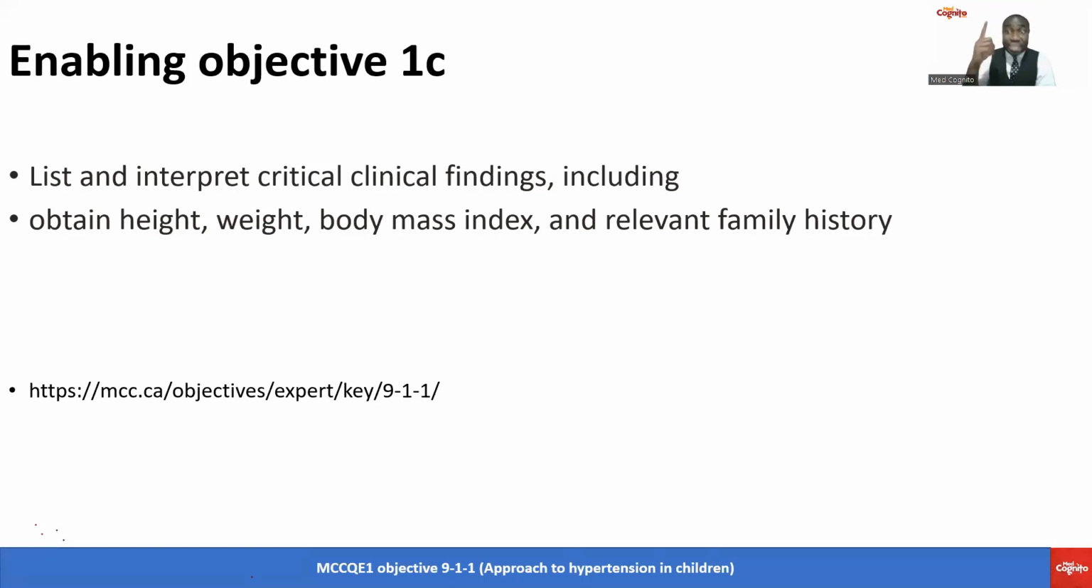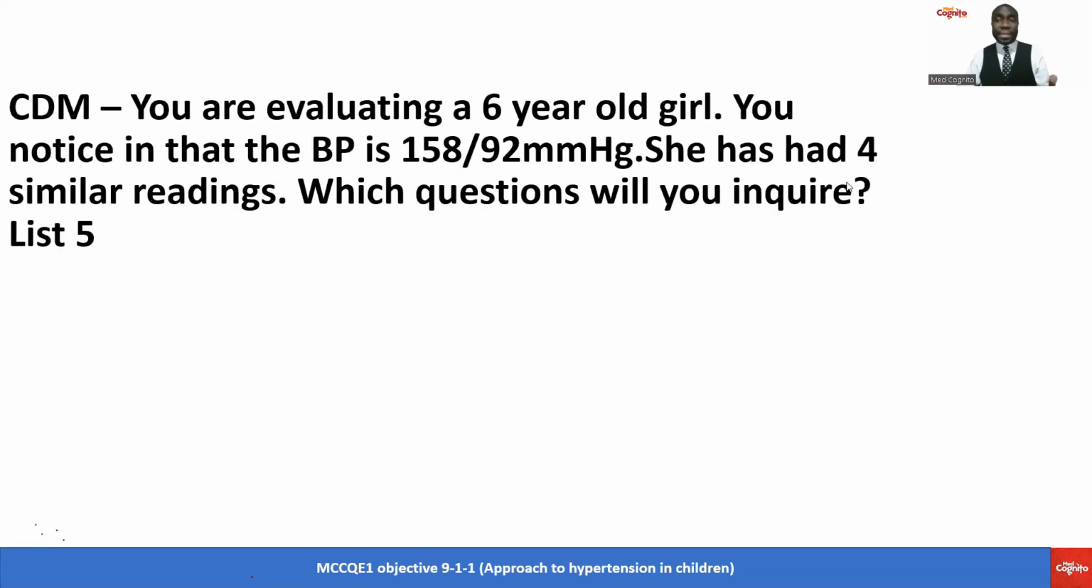Enabling objective 1C. List and interpret critical clinical findings, including obtained height, weight, body mass index, and relevant family history. In other words, if a child comes with hypertension, what physical exam will you do? What history will you take? That is what we are going to do for the next segment.